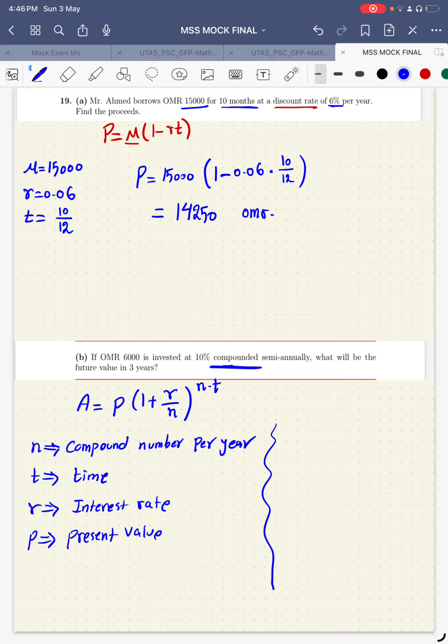So now I'm going to insert everything in my formula. A is going to be 6,000 riyals times (1 plus R, which is 0.10, divided by how many times my interest is compounded?